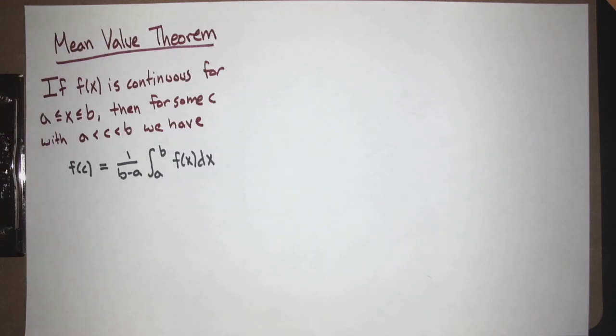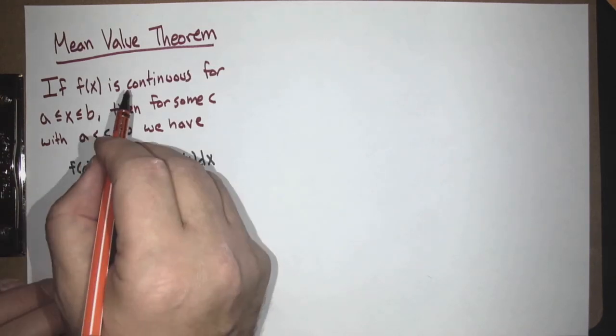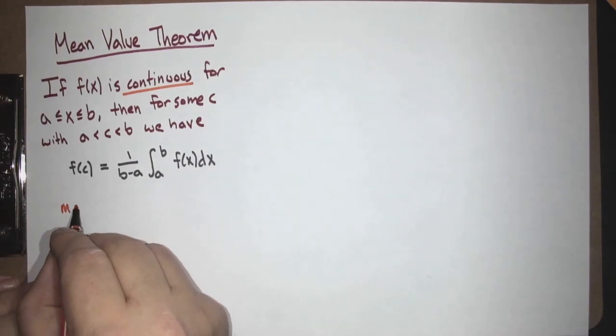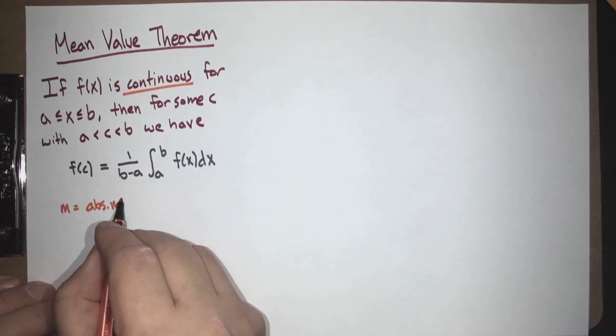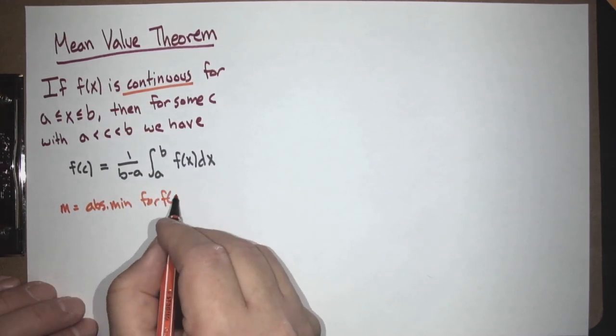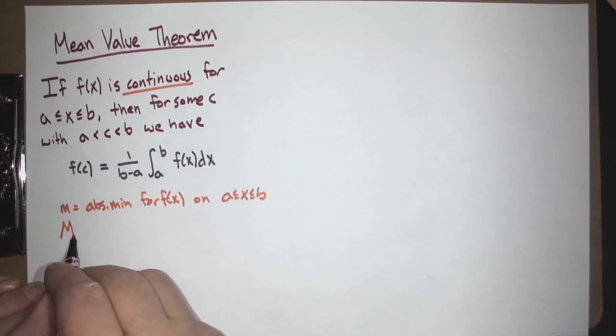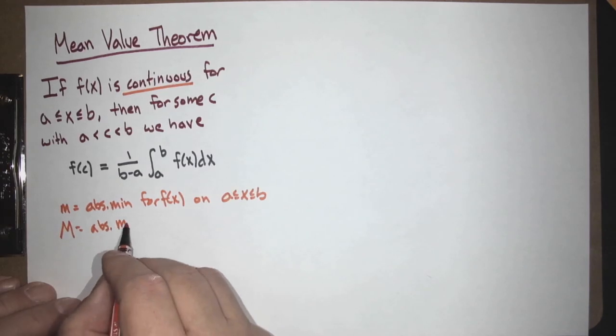Why is this true? And can we prove it in the next 4 minutes? Yes. At least we can argue it. Well, we have a continuous function. And one of the things we talked about is if you have a continuous function on an interval which has the endpoints included, closed and bounded, then that says there's an absolute max and an absolute min. So we'll let m, little m, be the absolute min for f of x on a less than or equal to x less than or equal to b. And big M is almost the same. It's the absolute max.